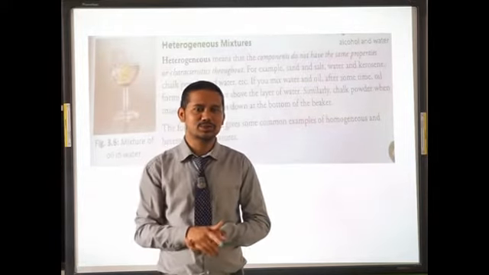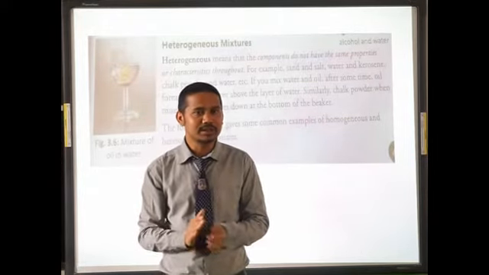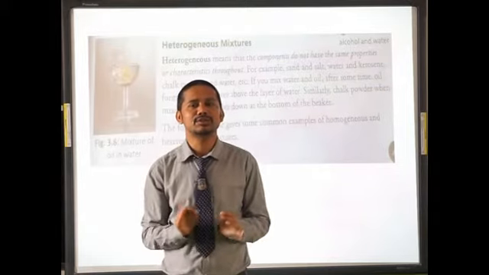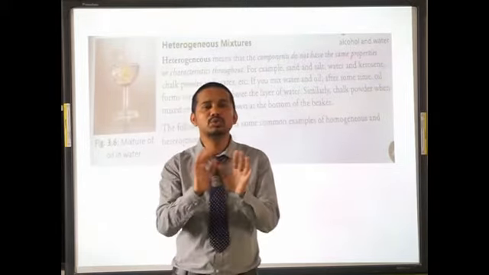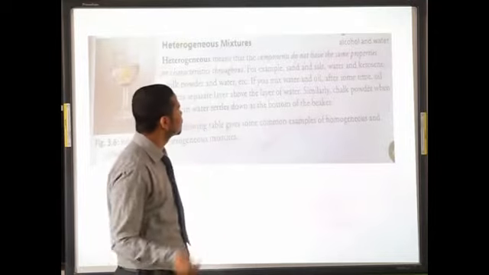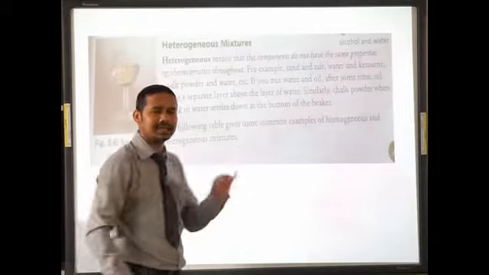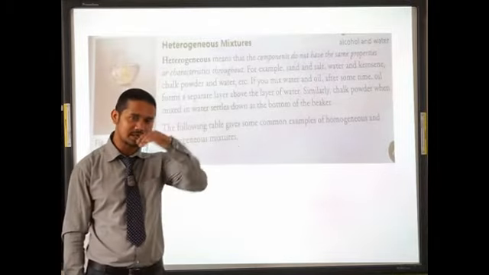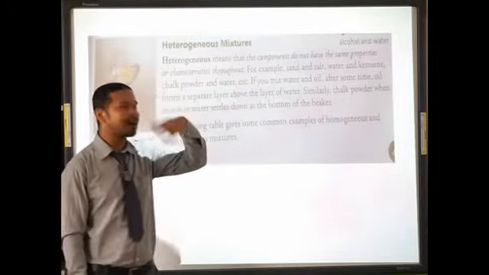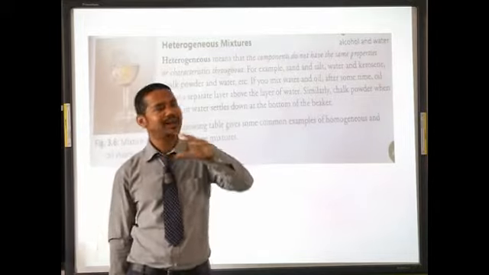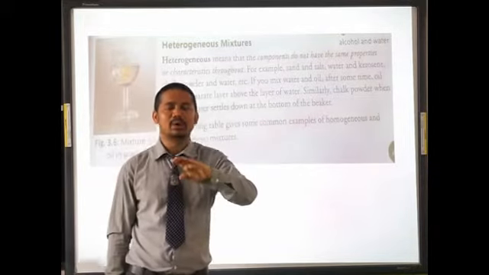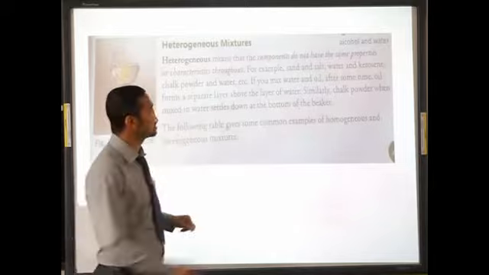That means that is also a heterogeneous mixture, because the components are not uniformly mixed throughout the bulk. So for example, sand and salt, water and kerosene, they form different layers. Kerosene occupies the upper layer, and water will be in the lower layer. So they will be forming two layers.